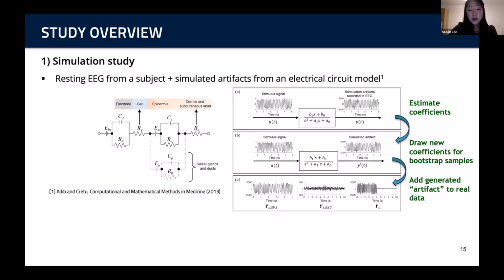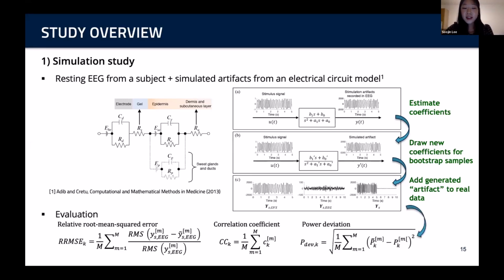And we can get the parameters A0, A1, B0, B1 of the transfer function. Panel B describes the step where we added a small amount of noise to the parameters to create simulated artifacts that are slightly different from each other, just like the artifacts recorded in EEG. In panel C, we added simulated artifacts to the EEG data recorded without stimulation, and then created the final EEG data.